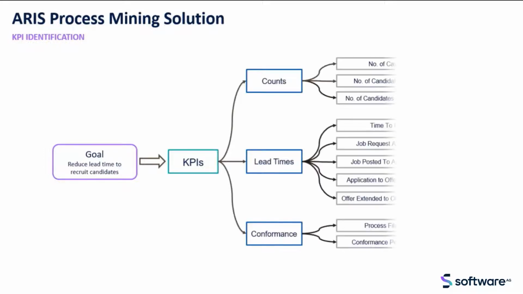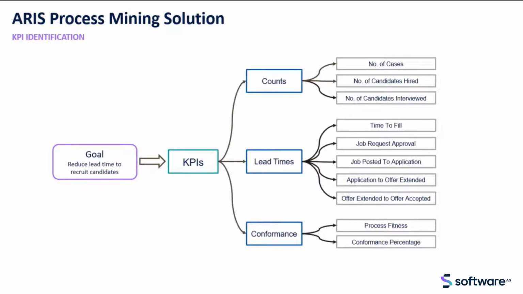For KPI identification, based on our goal to reduce the overall lead time, we divided our KPIs into three major categories. The first category is count. The count will help the team to understand the volume of work, the workload on the recruitment team, and the number of candidates at various stages of the process. This will help them identify ideally how many candidates should be at each stage of the process, and how they can reduce those numbers at various stages.